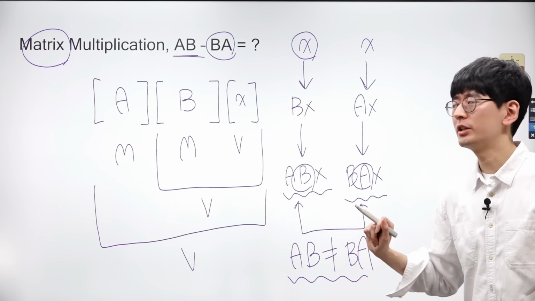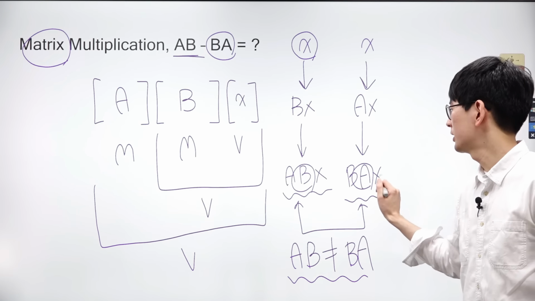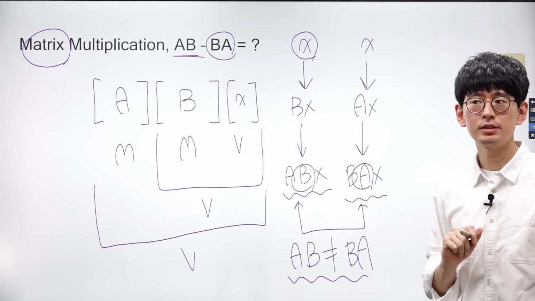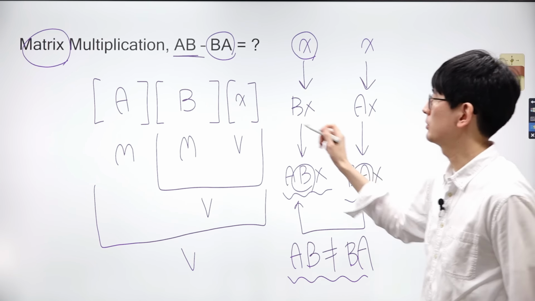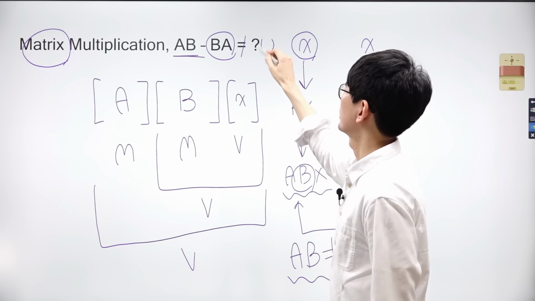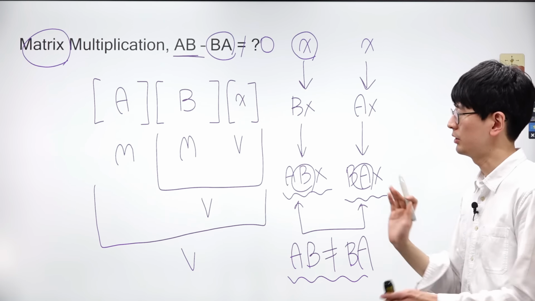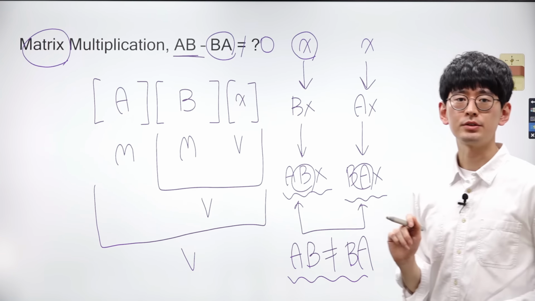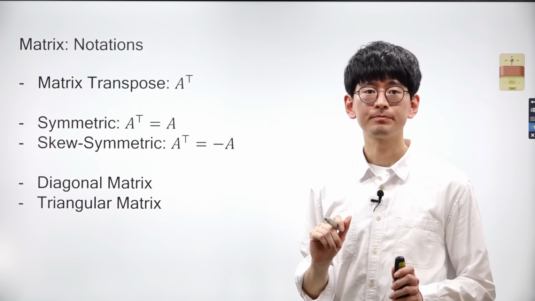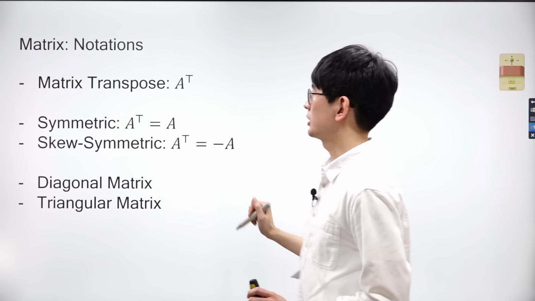Therefore, I want to emphasize that AB is not equal to BA, and AB minus BA does not always equal 0. As explained, the reason why the product of matrices varies depending on the order of matrices can be understood by examining the order of transformations applied to the coordinate space.